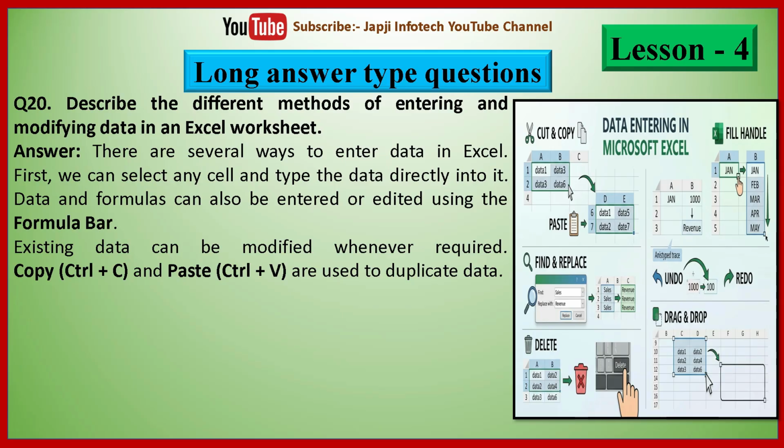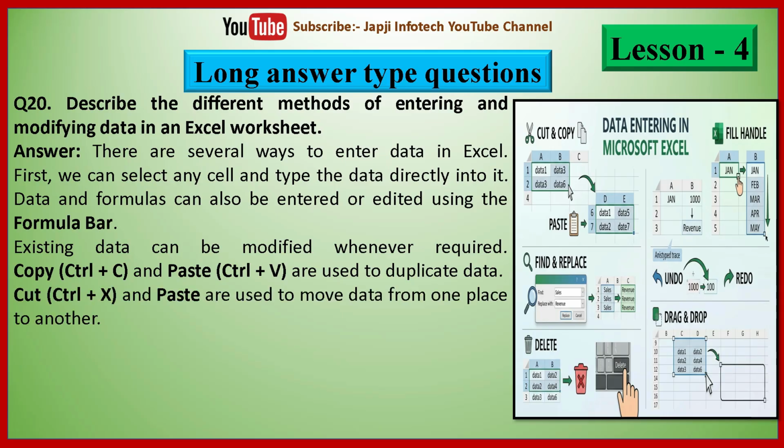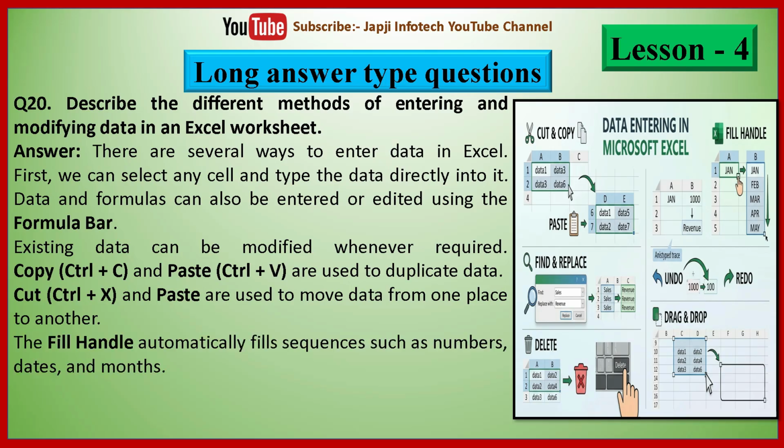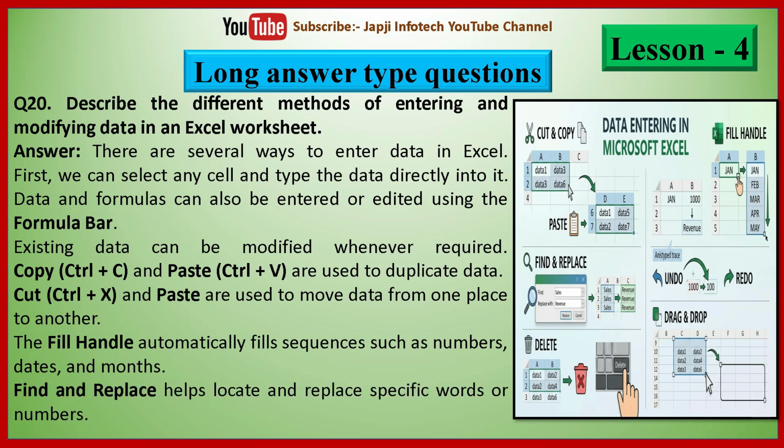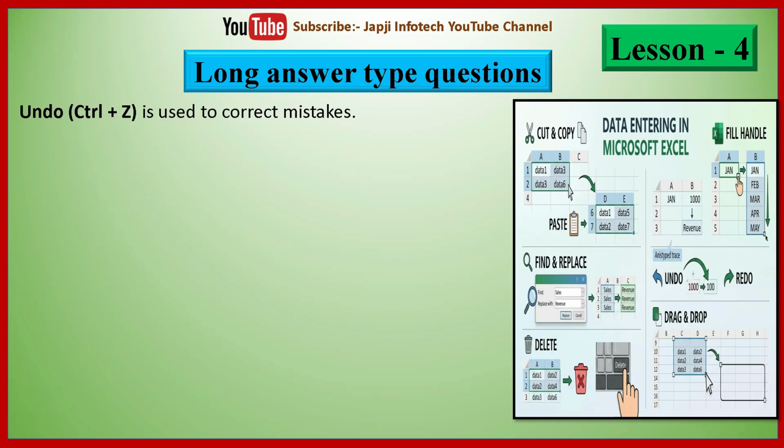Copy and paste are used to duplicate data. And cut and paste are used to move data from one place to another. And the fill handle automatically fills sequences such as numbers, dates and months. And the next one is find and replace. Find and replace helps locate and replace specific words or numbers. And the next one is undo. Undo is used to correct mistakes. Redo is used to restore an action that has been undone.